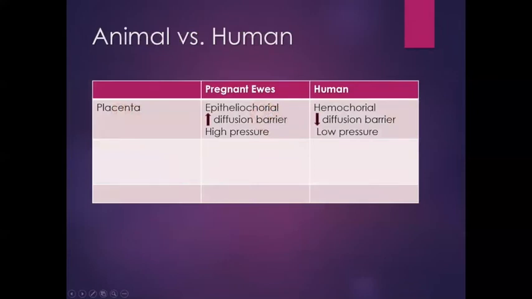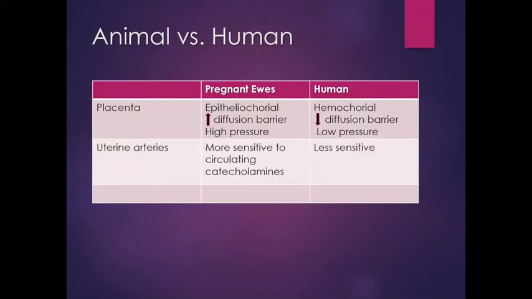In addition, the human placenta is a low pressure system, whereas in sheep, the placenta is a high pressure system. And in the pregnant ewes, reduced sensitivity to angiotensin II occurs. And this occurs to a greater degree in the uterine than the systemic vessels, thus protecting the uterine blood flow.